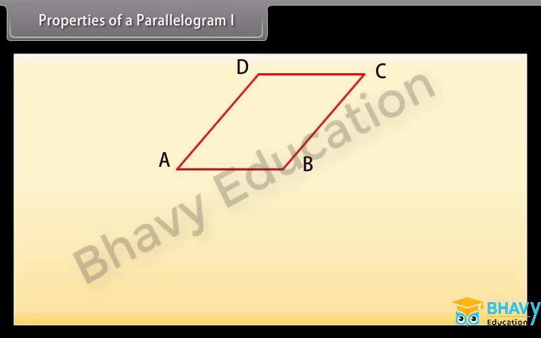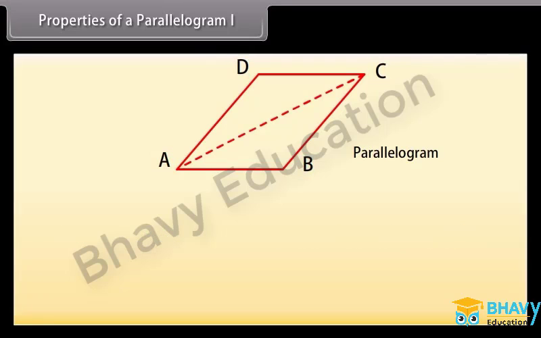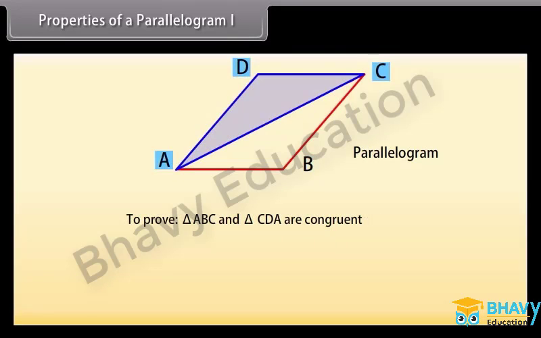Properties of a parallelogram 1. The property of a parallelogram says that a diagonal of a parallelogram divides it into two congruent triangles. Let's prove this theorem. Let ABCD be a parallelogram and AC be a diagonal. We can see that the diagonal AC divides parallelogram ABCD into two triangles, triangle ABC and triangle CDA. We need to prove that triangle ABC and triangle CDA are congruent.